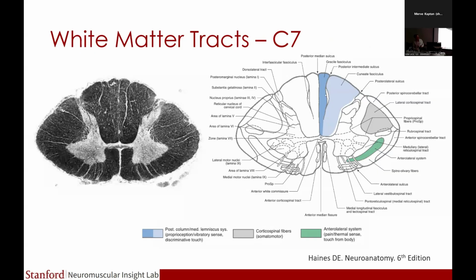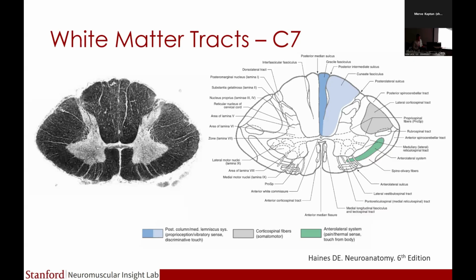One is the dorsal columns here, the gracile fasciculus and the cuneate fasciculus. These are involved in fine touch and proprioception. Information is relayed along these. Over here you have your spinothalamic anterolateral system. This is for temperature, pain, and crude touch. And then this is your corticospinal tract, the lateral corticospinal tract, which is your primary tract for voluntary movements of the limbs.